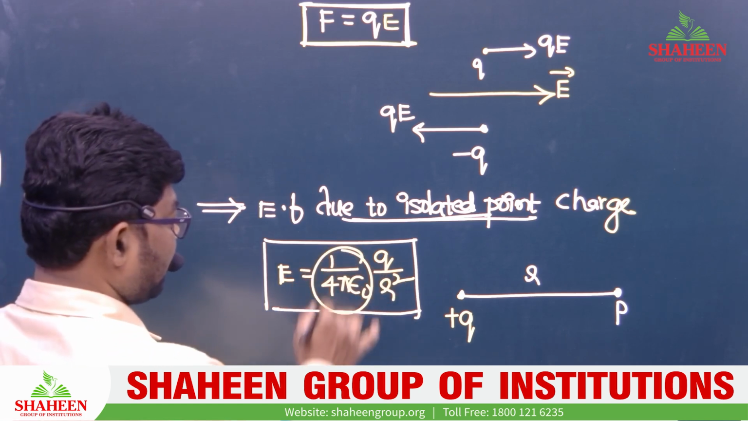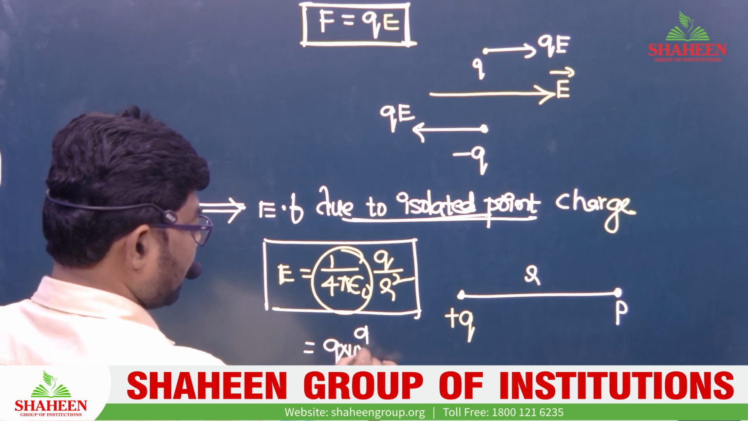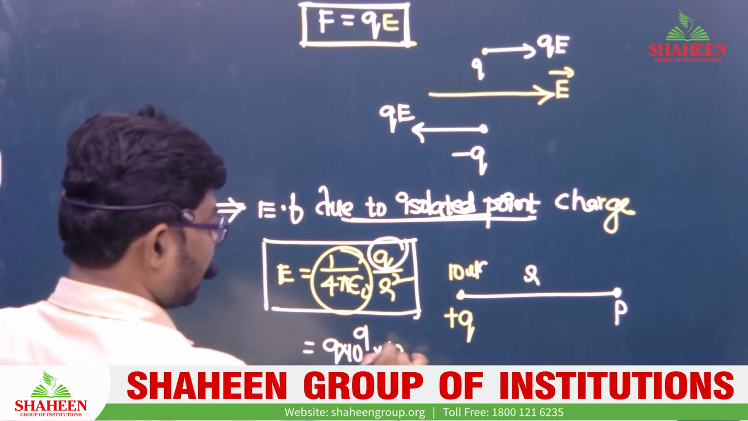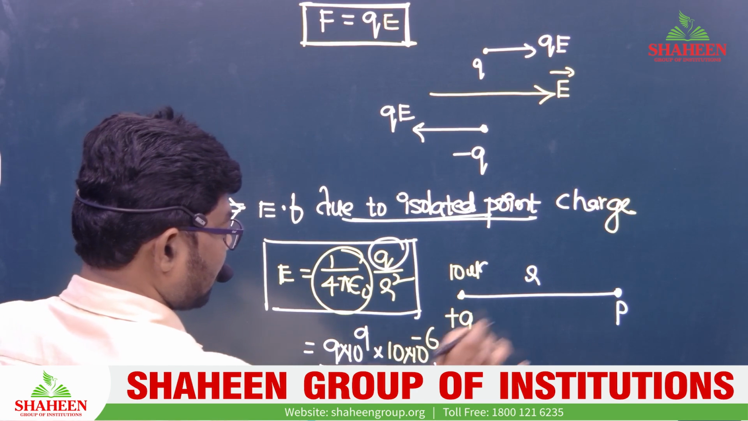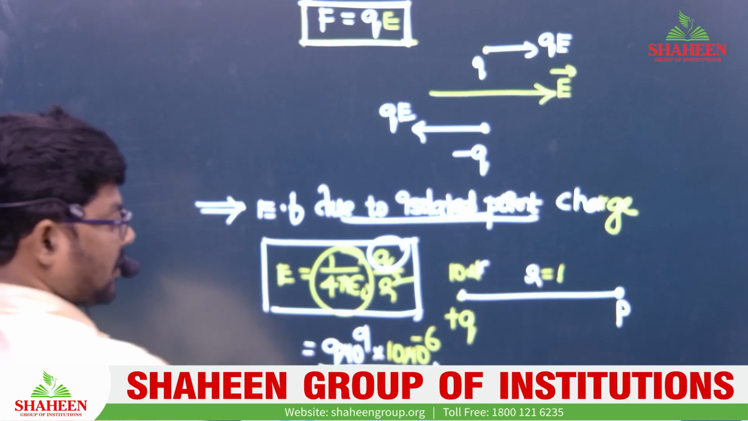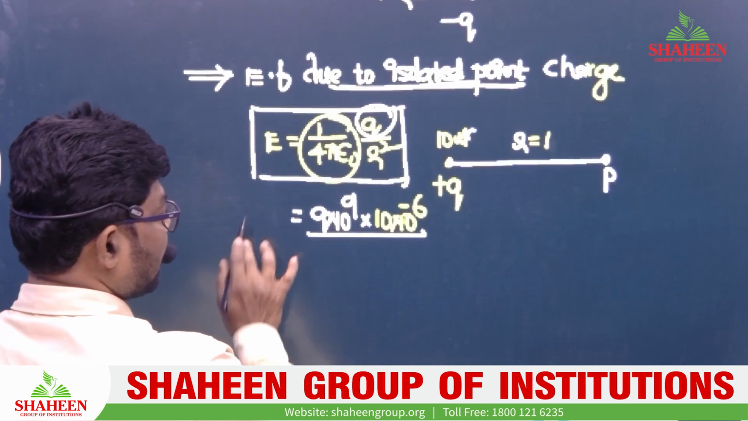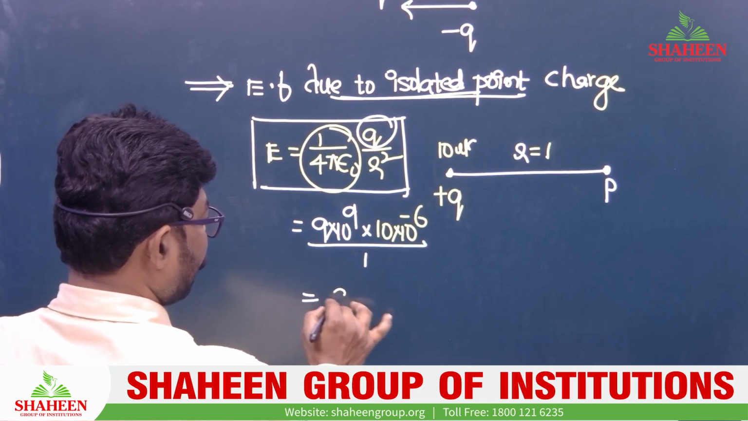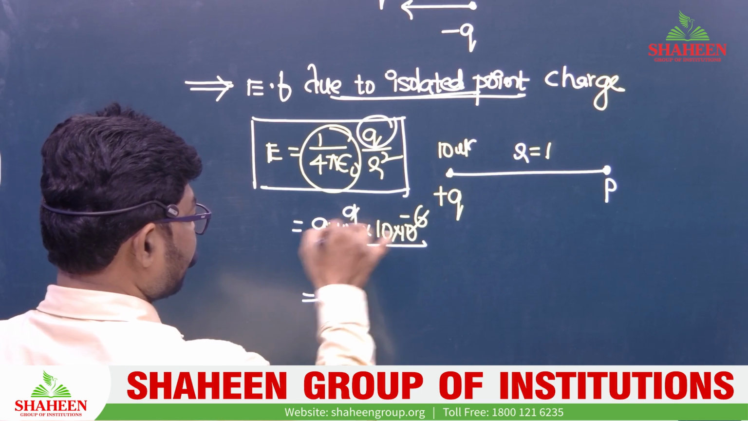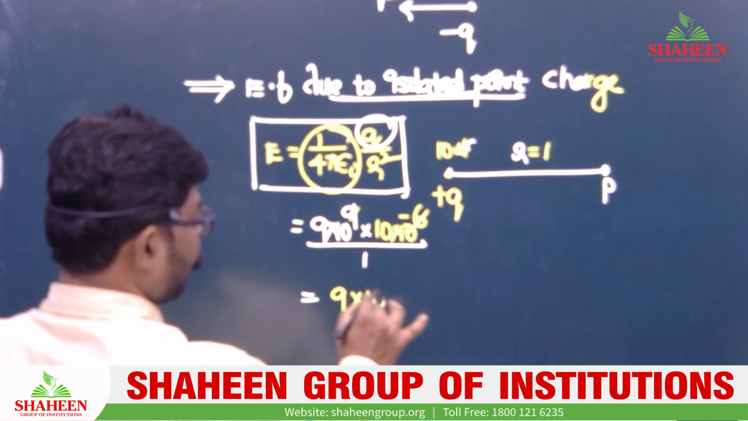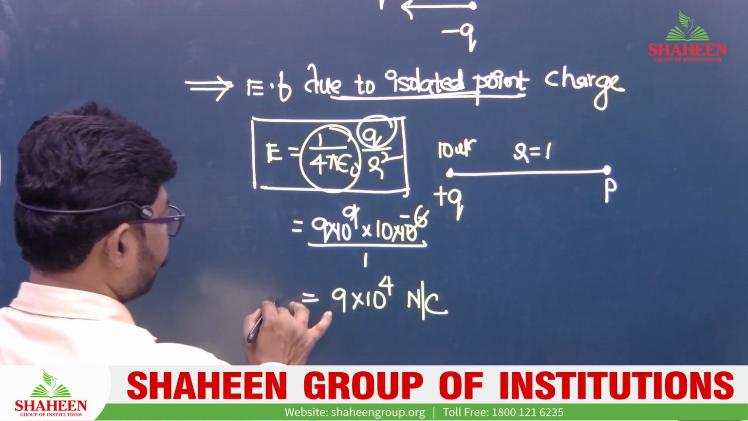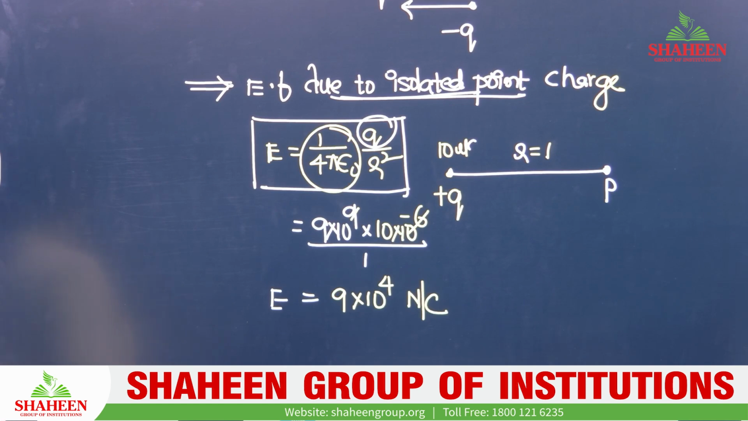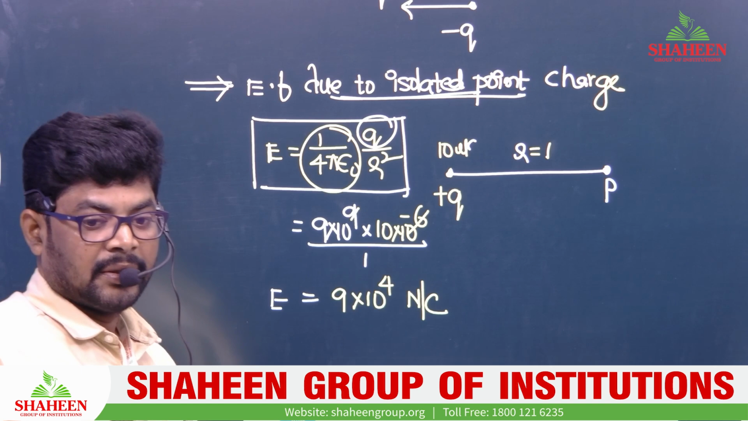You know that this value should be 9 into 10 to the power 9. So for example, 10 microcoulomb charge has been given, so 10 into 10 power minus 6, and the distance given is 1 meter. 1 square, so 9 into 10 power plus 6, 6 cancel, 3 plus 1, 4, so 9 into 10 power 4 Newton per coulomb. This is the electric field at that point.